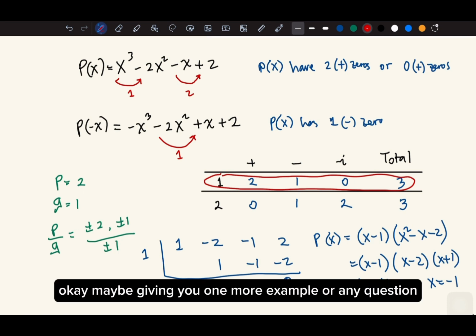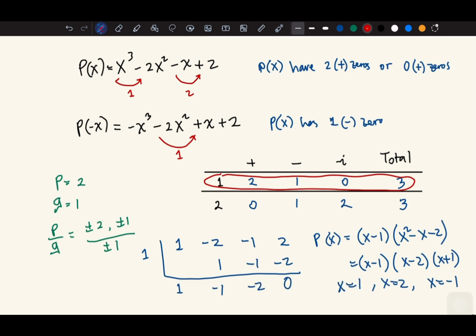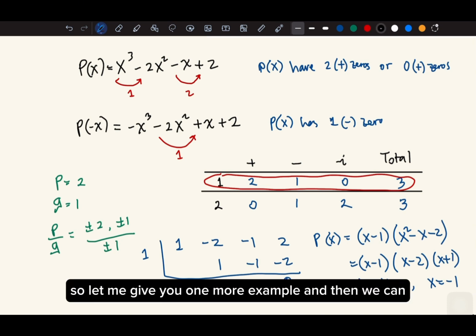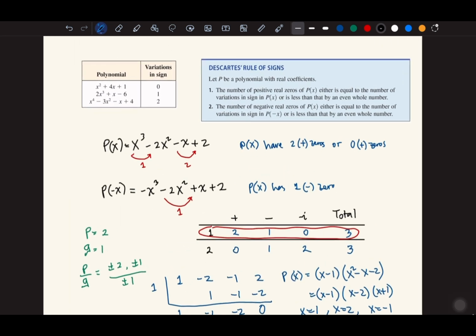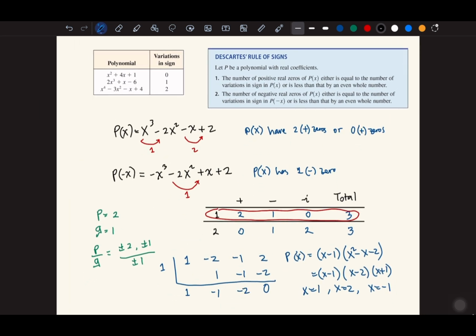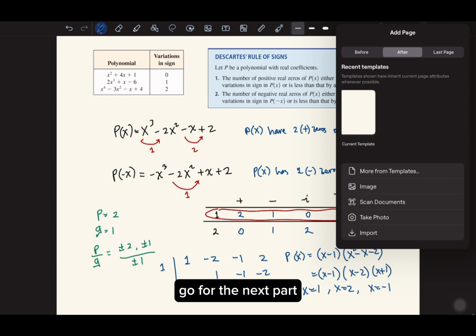Okay, maybe giving you one more example. Or any question? Any question? Okay, let me give you one more example, and then we can go for the next part.